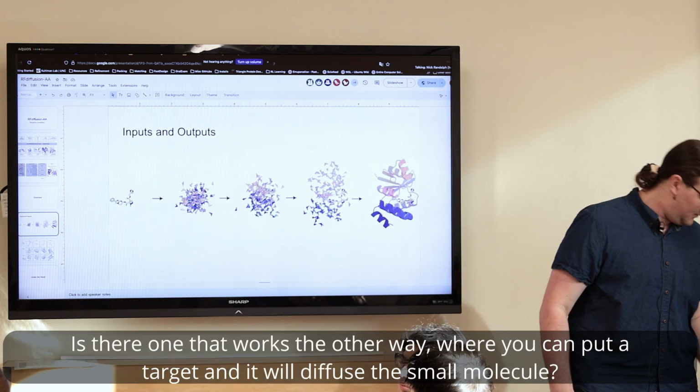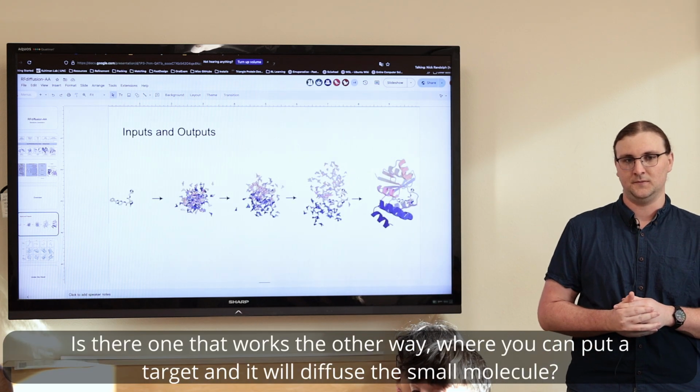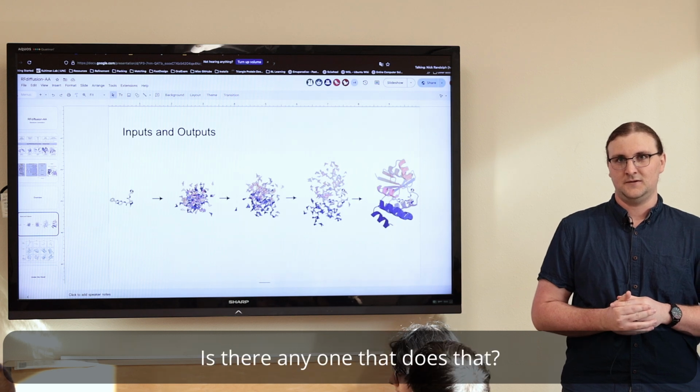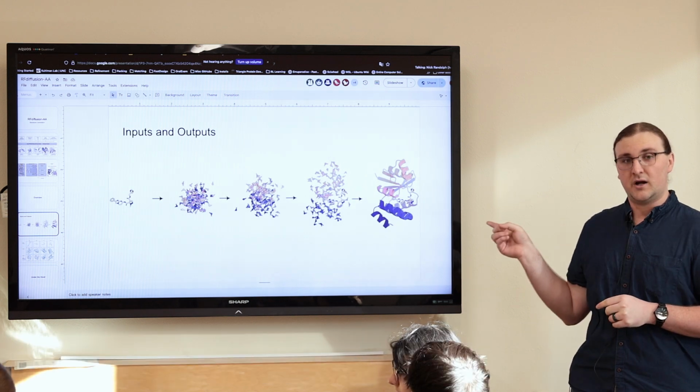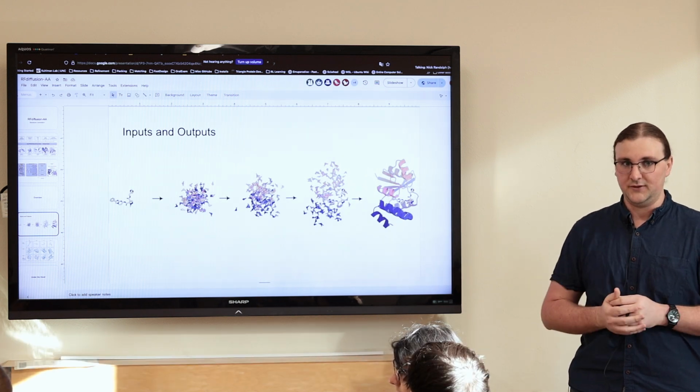Yeah? Is there one that works the other way, where you can put a target and then it'll diffuse the small molecule? Is there anyone that does that? This model does not do that. There are other models that can do that, though.